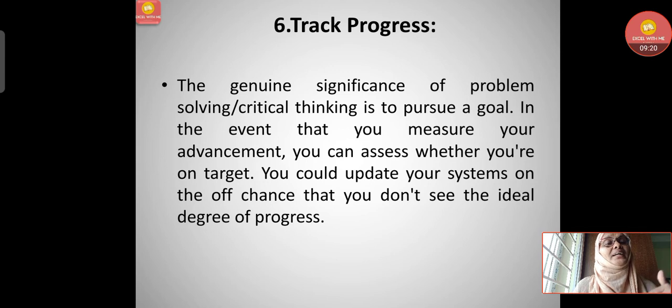Then the sixth one is track progress. That is, the genuine significance of problem solving or critical thinking is to pursue a goal. In the event that you measure your advancement, you can assess whether you are on target. You could update your systems on the off chance that you don't see the ideal degree of progress. That means, the problem or whatever problem is there, if you have reached the goal or not, you have to check that, track the progress of your success. So you should update the system all the time.